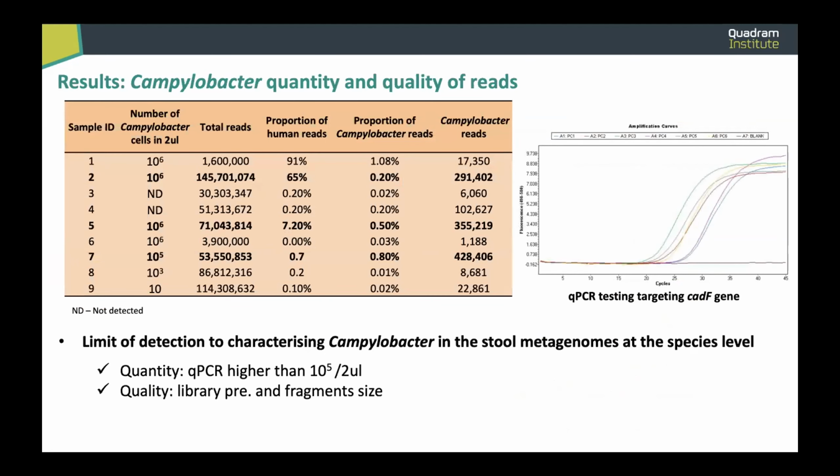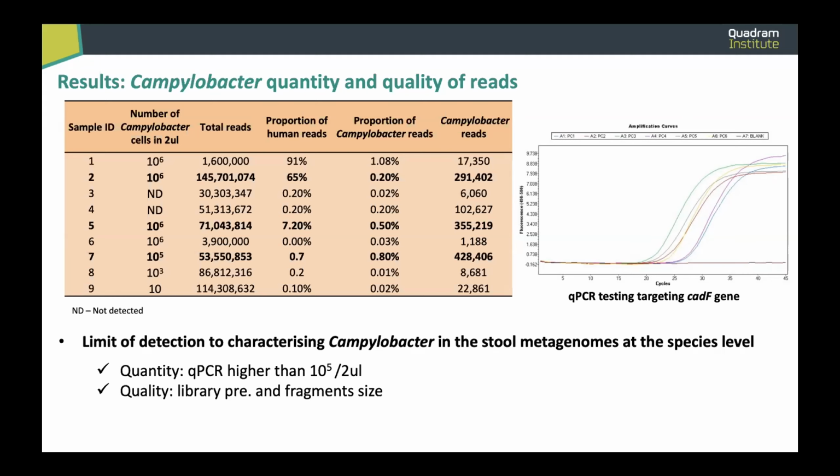From our metagenomic run, we targeted Campylobacter with the limitations that we knew, and to also know our limit of detection. And to do that, we tested 9 stool samples, where 8 were Campylobacter PCR positive at the diagnostic lab, and 1 was PCR negative. The limit of detection for our purpose was to characterize the species of Campylobacter, sequence type, and AMR profile of known determinants in the stool metagenomes.